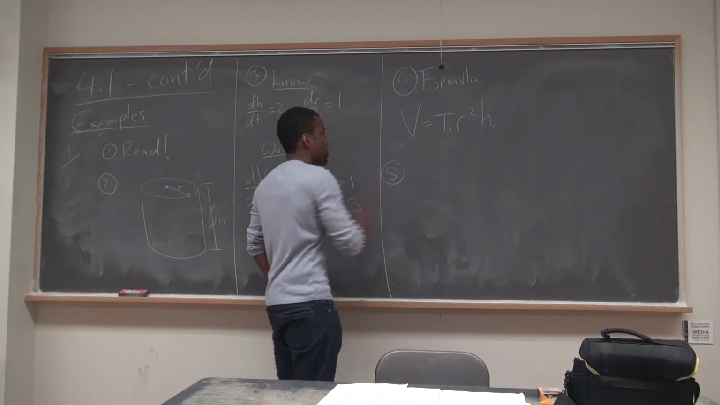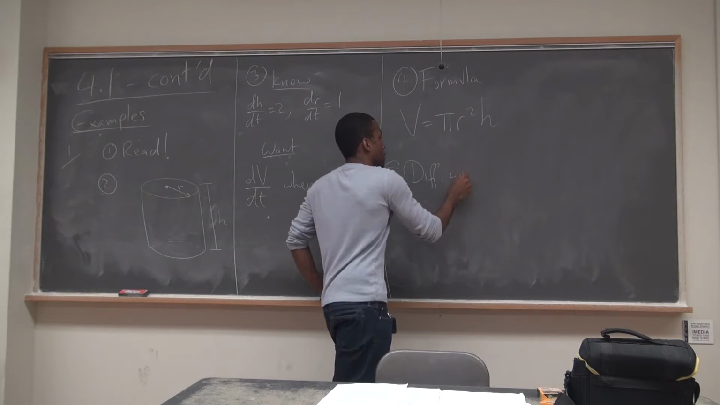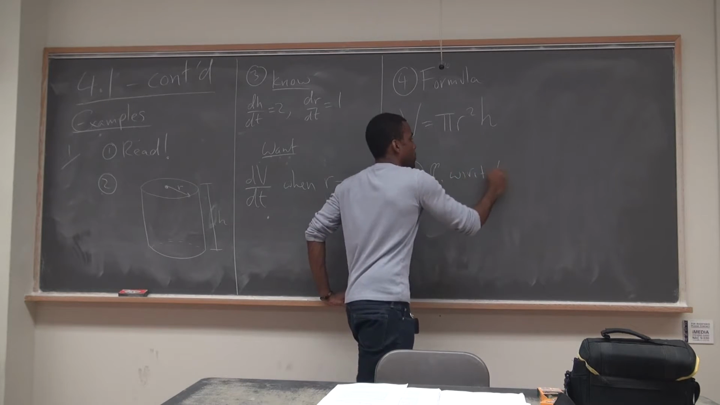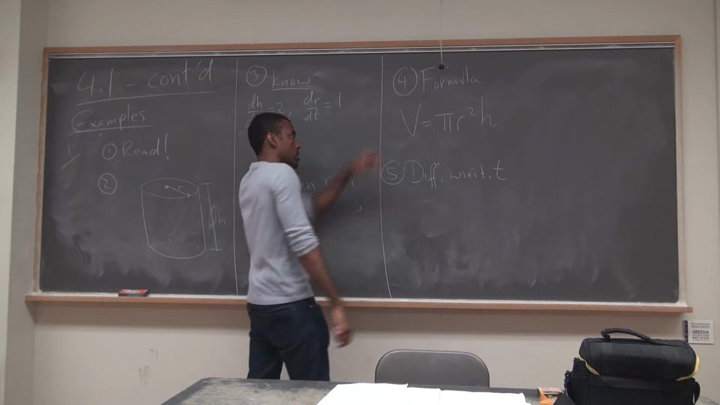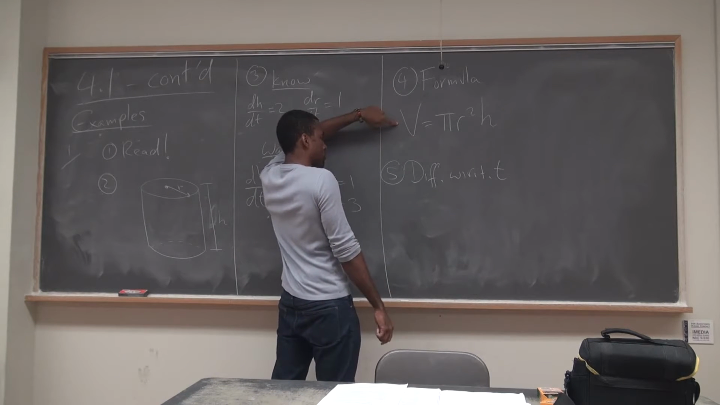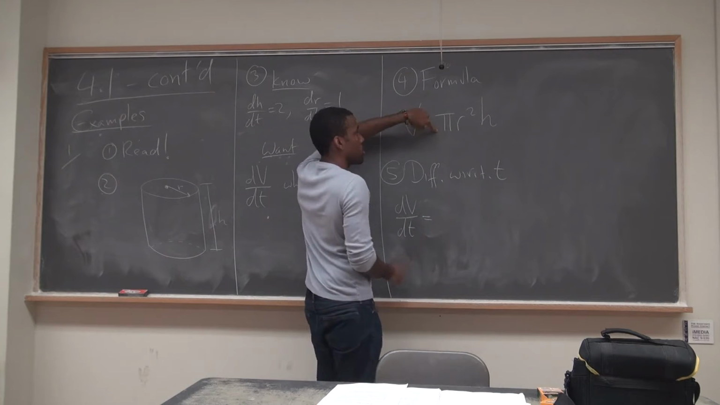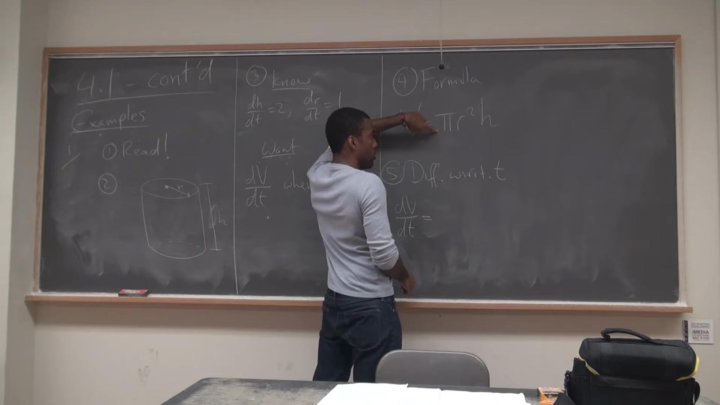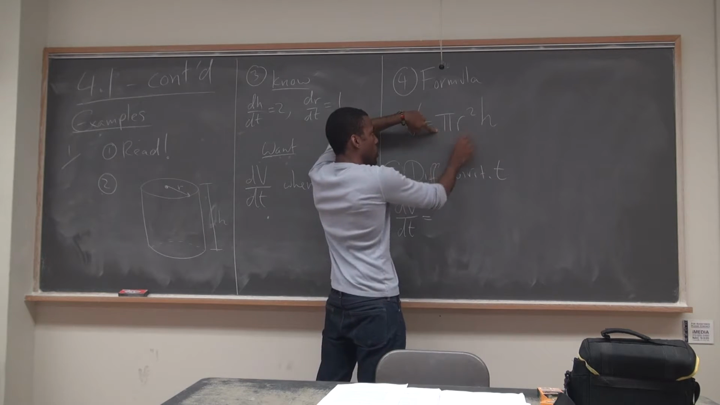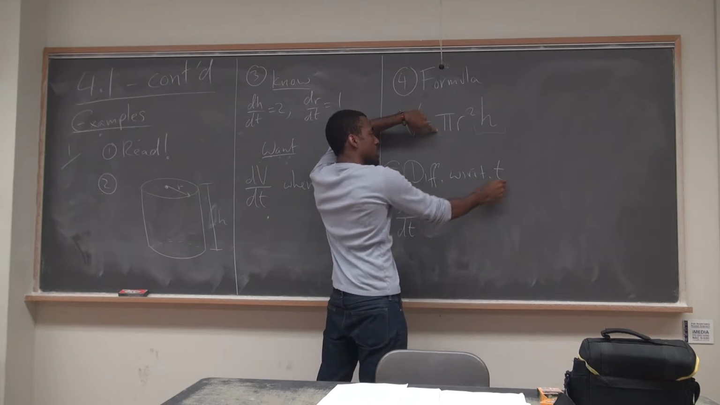Step 5 is to differentiate that equation with respect to t. So what is the derivative of this equation with respect to t? Derivative of V? dV/dt equals pi... or zero. No, isn't it the product rule? Product rule, right? I have one function times another function. Remember, with respect to t.